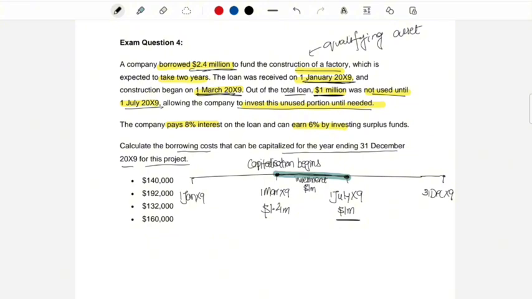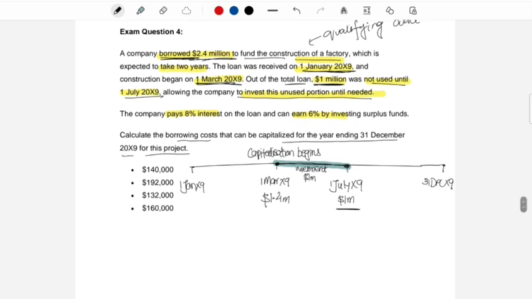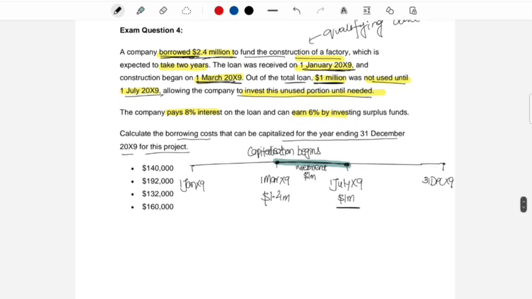Now what kind of loan is it? Is it general borrowing or is it a specific loan? In this situation it is a specific loan because the statement says that the company borrowed this amount to fund the construction. So it is very specific to the construction of the asset. So thank God we don't have to worry about the weighted average cost. But let's see what we will do.